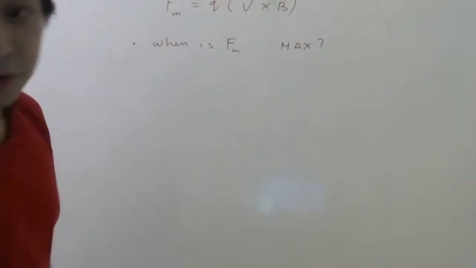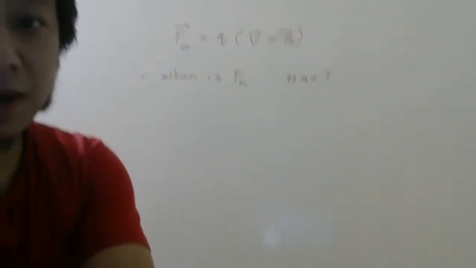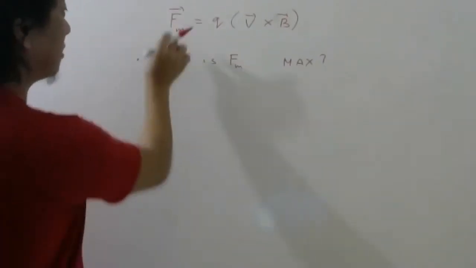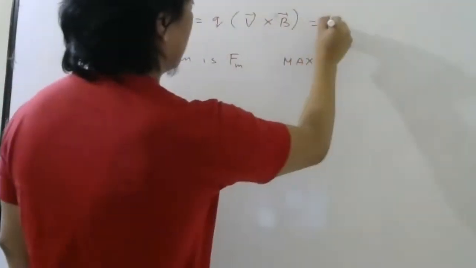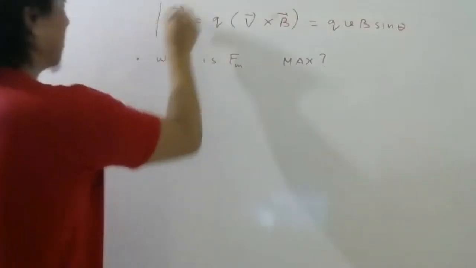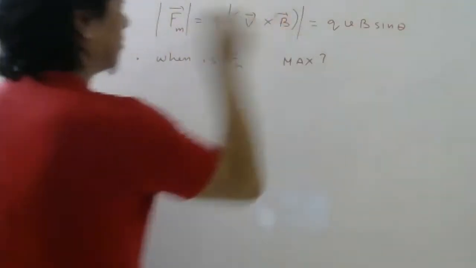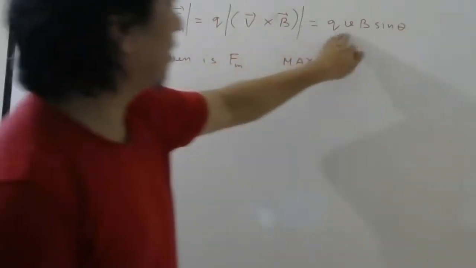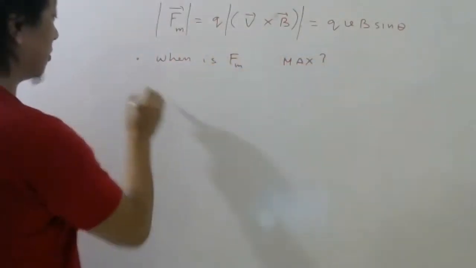When is magnetic force maximum? When is this force maximum? You know this is QVB sine theta in magnitude, right? In magnitude, A bar cross B bar is AB sine theta. So magnetic force is maximum.